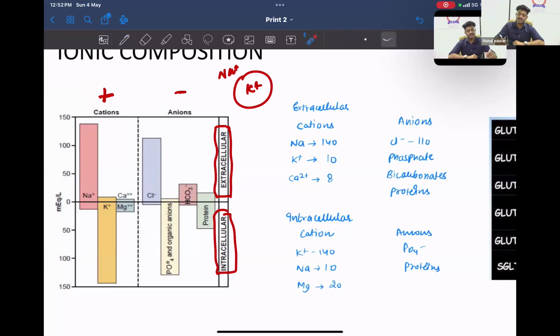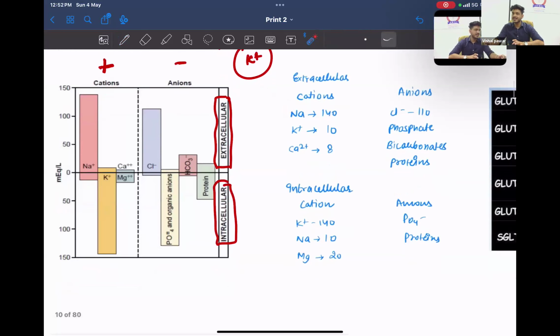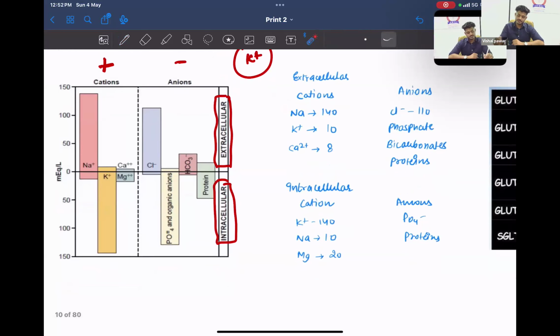These are the questions they are asking. I hope you will be able to solve this type of question. They will give you values like 140, 10, and calcium is 8. They will write a question: we are doing some fluid analysis and we have found that this particular cell has sodium 140 milliequivalent, potassium 10 milliequivalent, and calcium 8 milliequivalent.